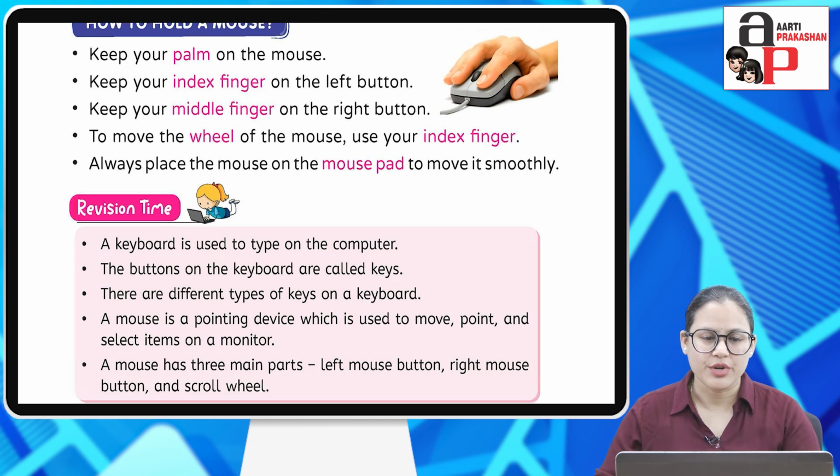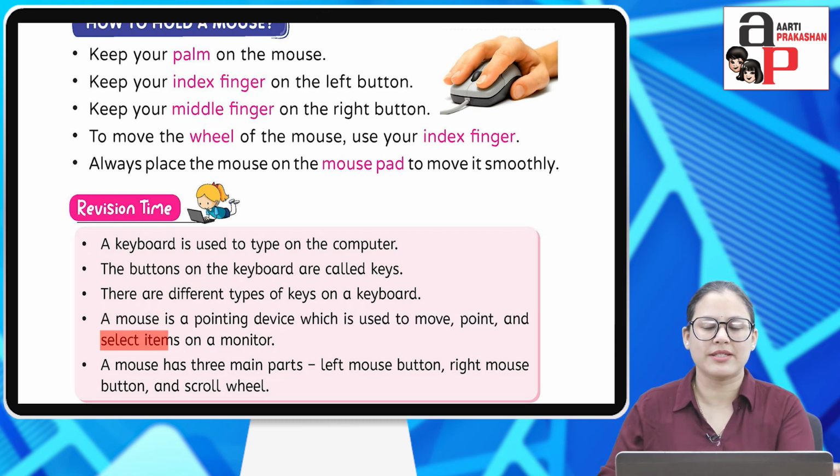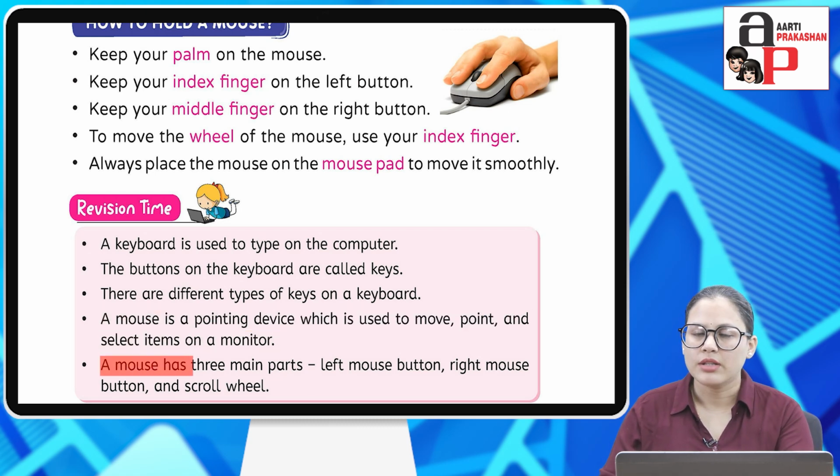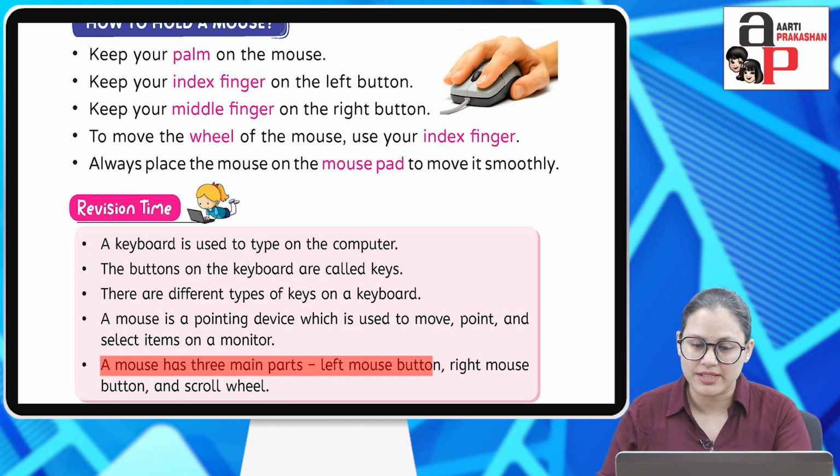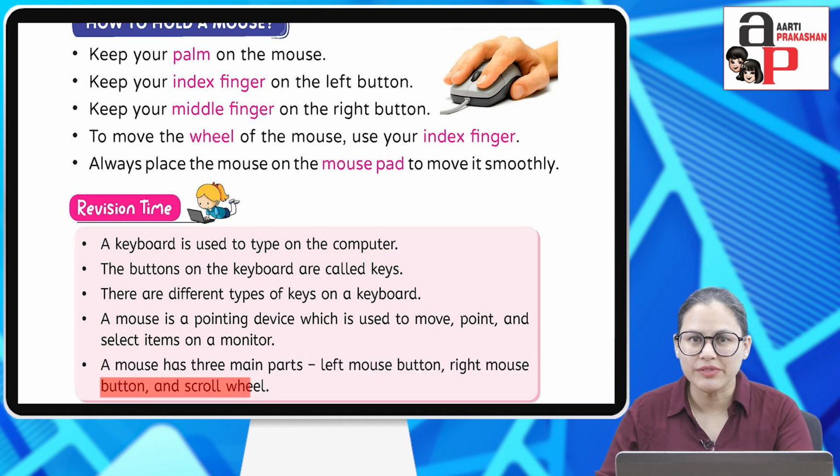Now revision time. A keyboard is used to type on the computer. The buttons on the keyboard are called keys. There are different types of keys on a keyboard. A mouse is a pointing device which is used to move, point and select items on a monitor. A mouse has three main parts: left mouse button, right mouse button and scroll wheel.